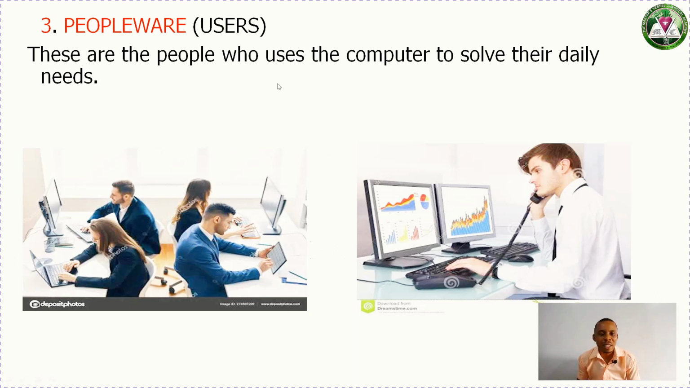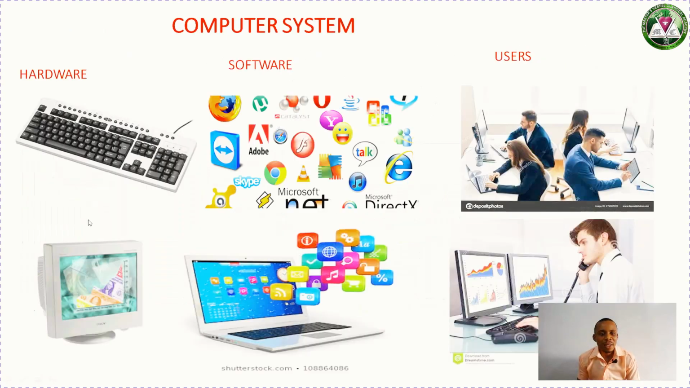So these three things are the things that came together to form a system. Look at the picture here. We have the hardware, we have the software, and we have the users. These three things are the things that came together to form a system.